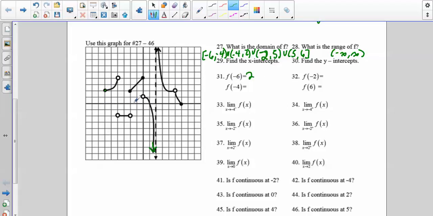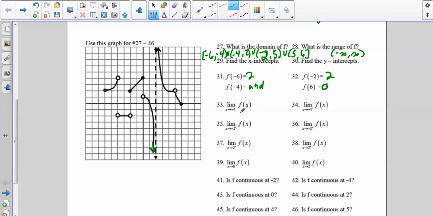And f of negative 4, this one's a hole, so there's no defined value. So we say f of negative 4 is undefined. F of negative 2, we don't want the hole, we want the filled-in value, so that's 2. And then f of 6 is this last point on the graph, and that would be 0. Now we're back to limits.